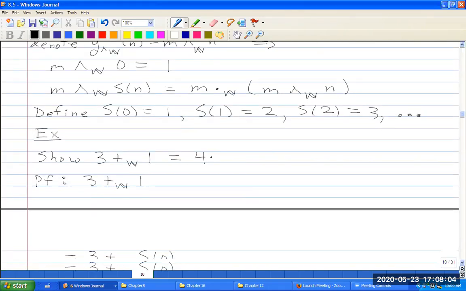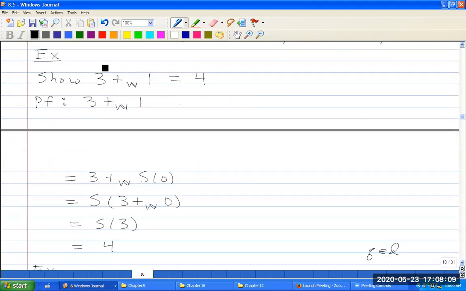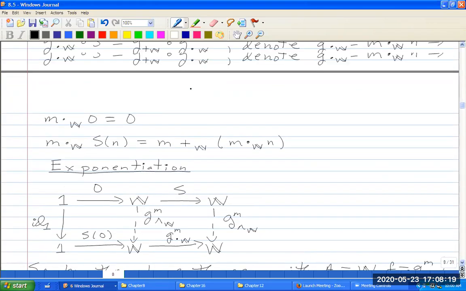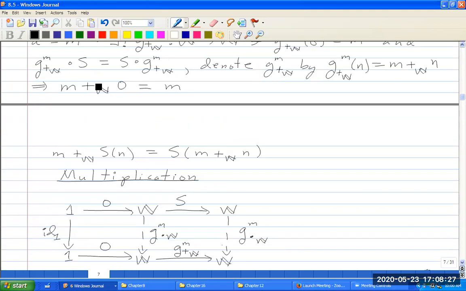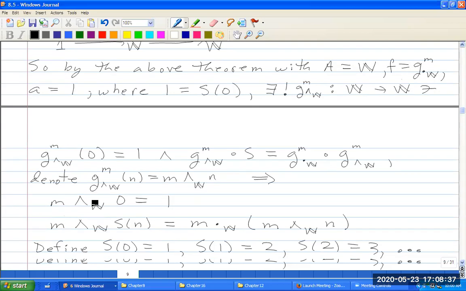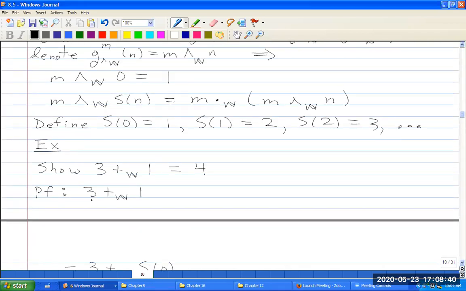Okay, so let's do the following. I want to show that 3 plus 1 is 4. So let's use the property that we gave here, these properties, only to show that that's true. So let's only use these two properties to show that this is true. And this notation.